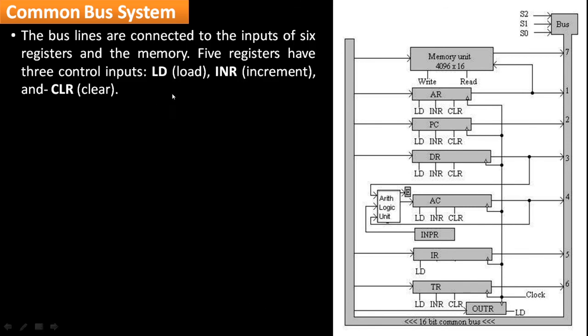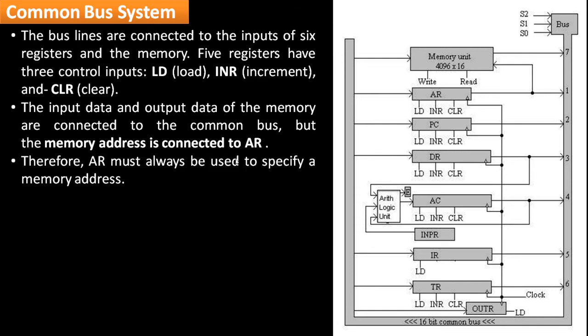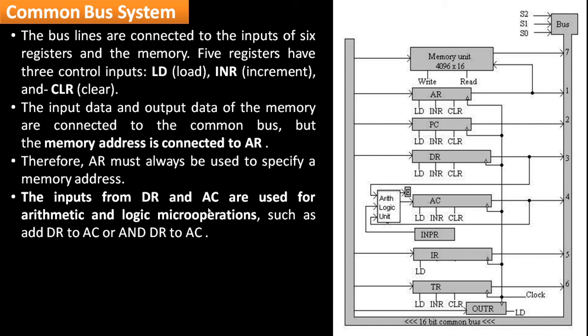The bus lines are connected to the input of the 6 registers and the memory. 5 registers have 3 control inputs, that is load, increment and clear. The input data and the output data of the memory are connected to the common bus, but the memory address is connected to AR. Therefore, AR must always be used to specify a memory address. The inputs from DR and AC are used for arithmetic and logic operations such as add DR to AC or AND DR to AC.